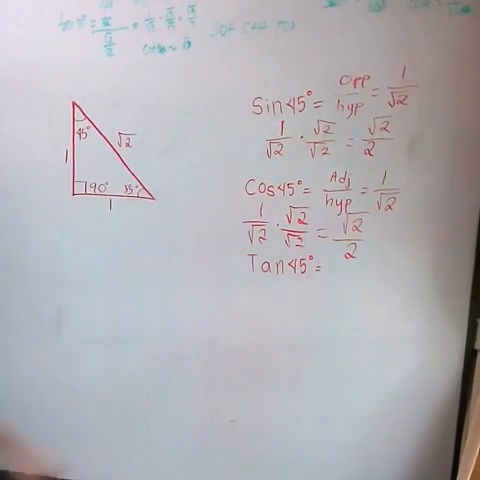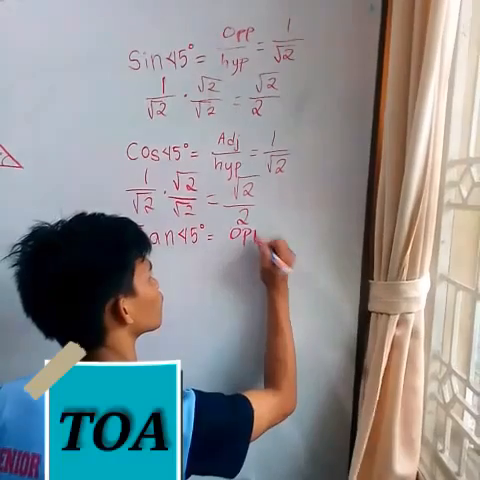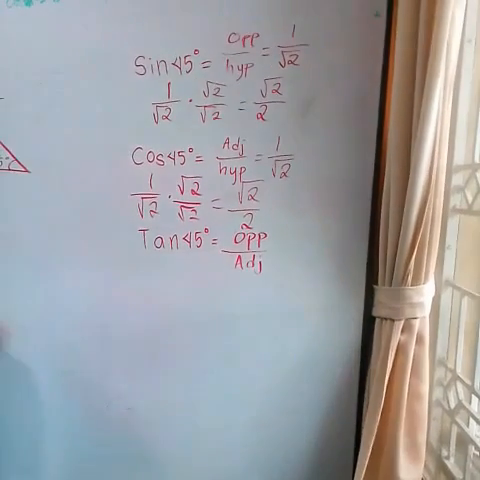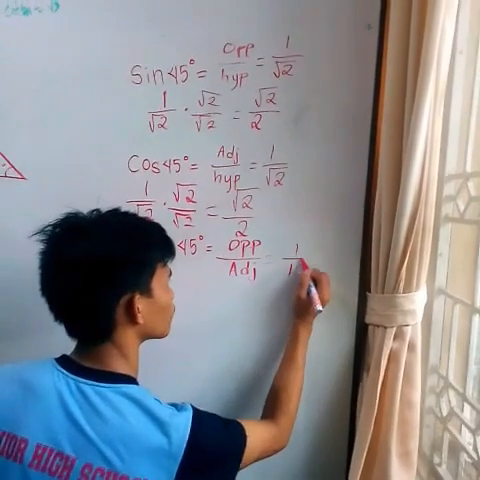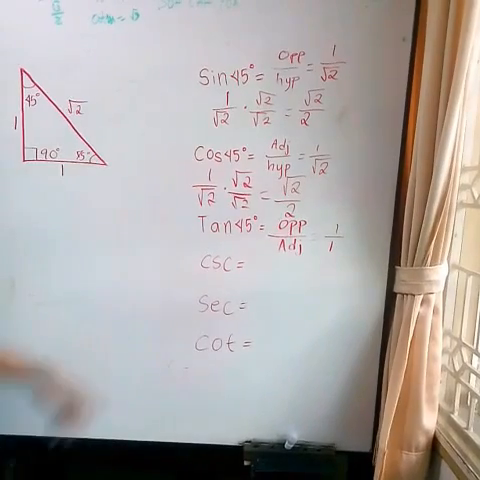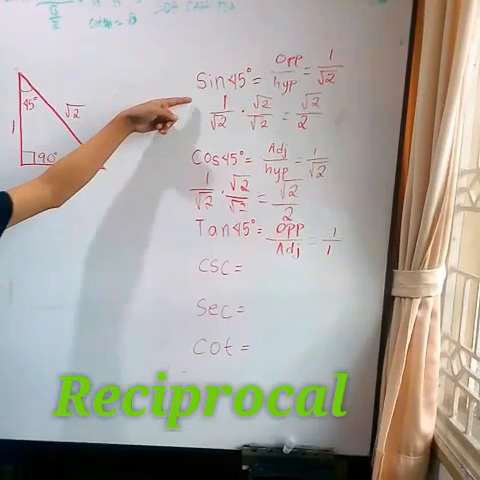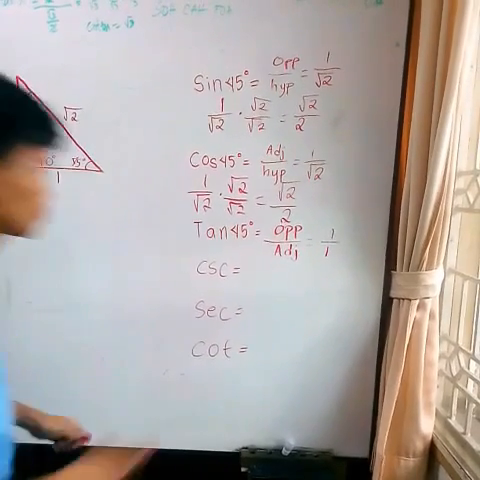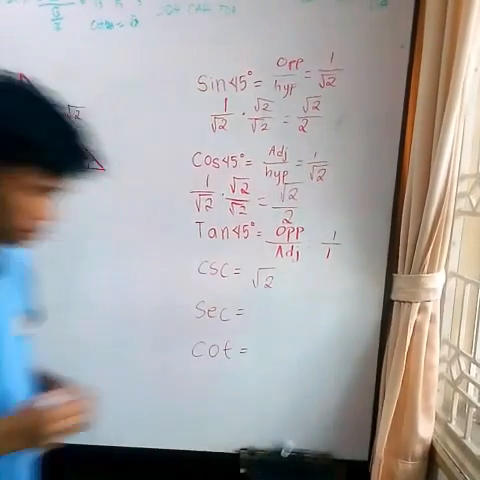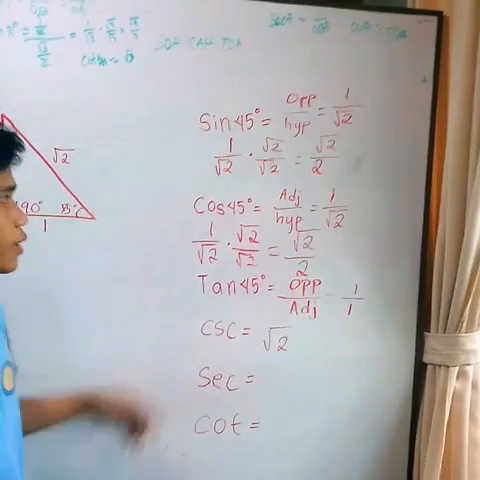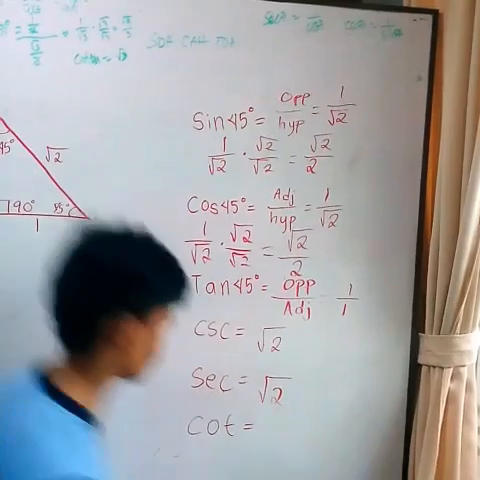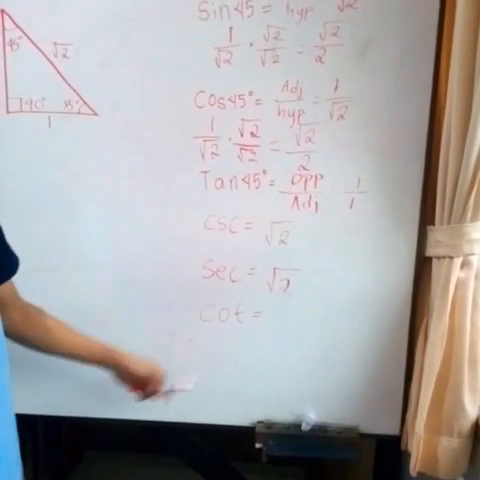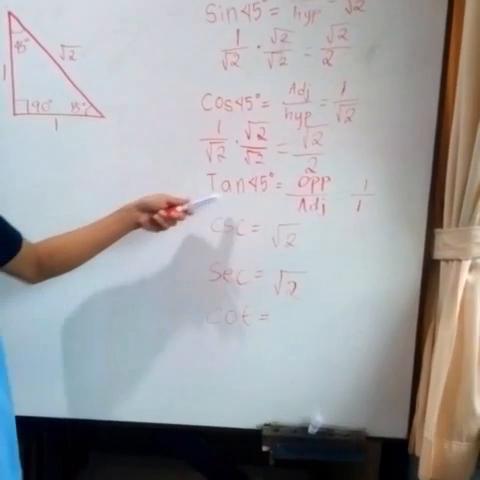In tangent 45 degrees, the formula is opposite over adjacent. Opposite is 1, over adjacent, 1. So 1 over 1, which is 1. In getting the value of cosecant, you must take the reciprocal of the value of sine, which is square root of 2. And in getting the value of secant, you must take the reciprocal of cosine, which is square root of 2. Getting the value of cotangent, which is the reciprocal of tangent, is 1.